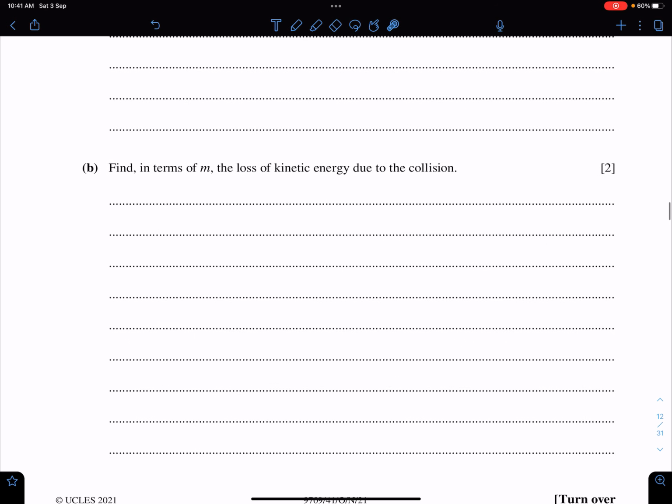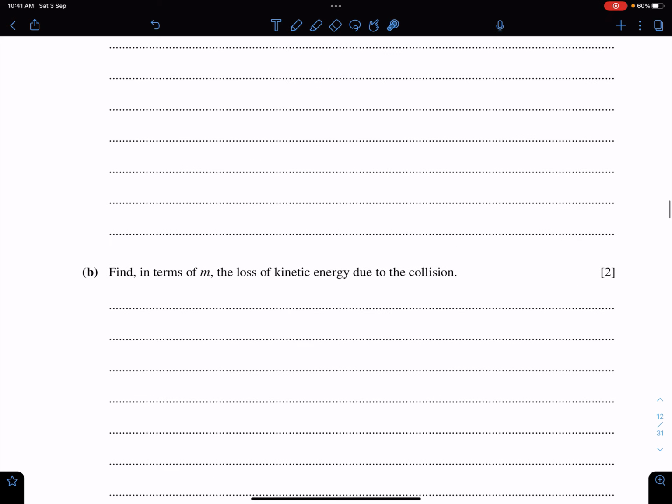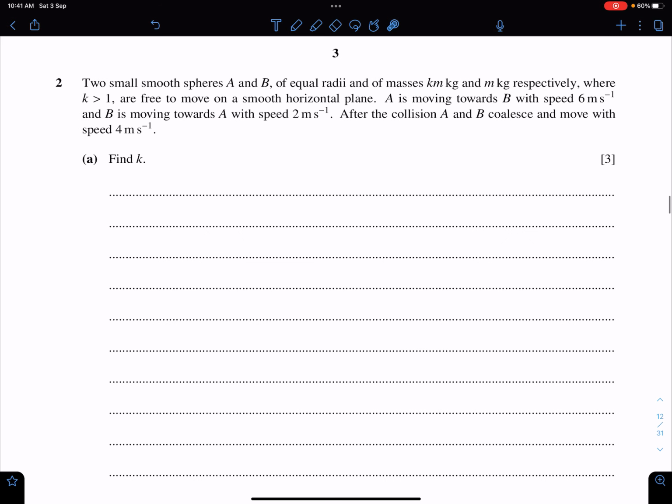Momentum. This question is from November 21, paper 41, and the question number is 2. Two small smooth spheres A and B of equal radii and of masses km and m kg respectively. So this is sphere A and this is sphere B with masses km kg and m kg, and it's given k is greater than 1.